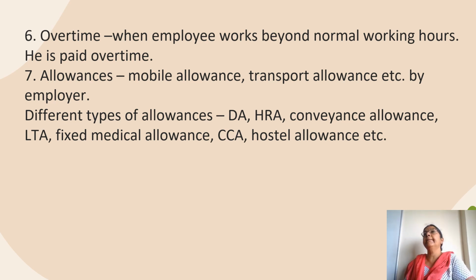So what is DA? Dearness allowance. What is the meaning of that? Dearness means costly. So this allowance is given to those people who are living in highly developed areas where the cost of living is very high. To help them manage their living cost, they are given some allowance, which is known as dearness allowance. So that is DA. HRA, you know. Conveyance allowance, you know.